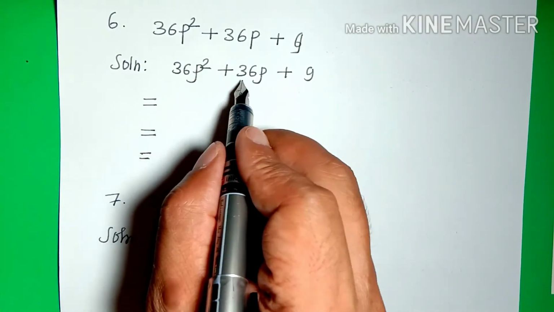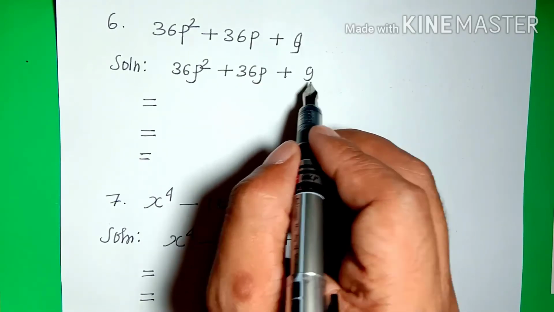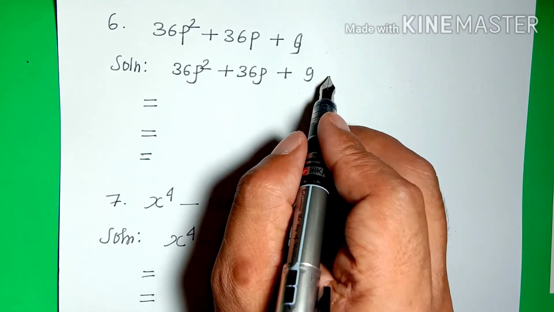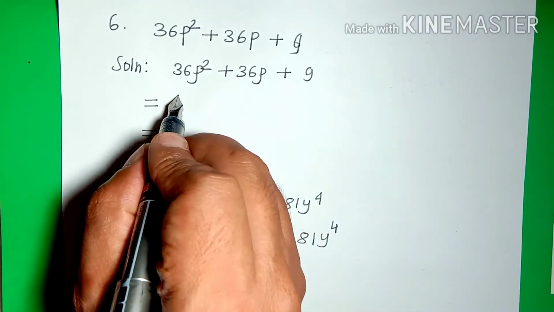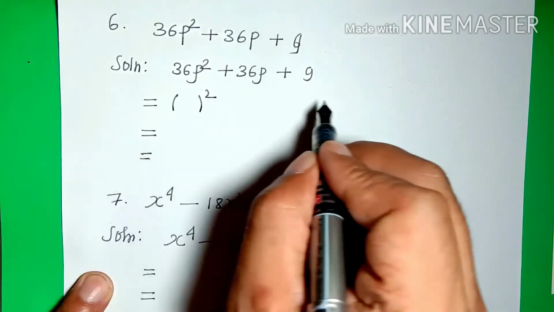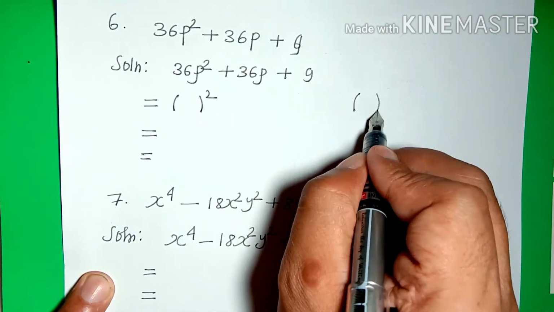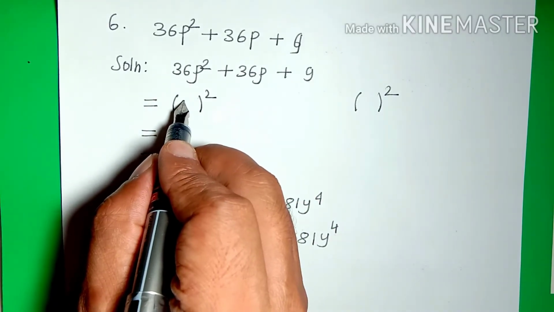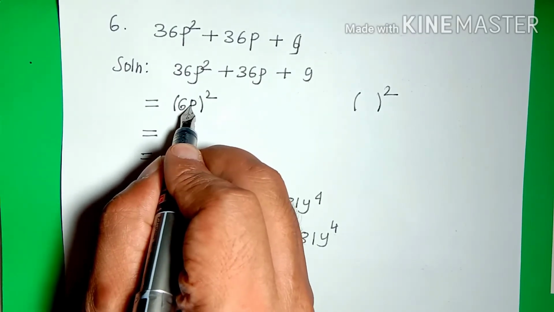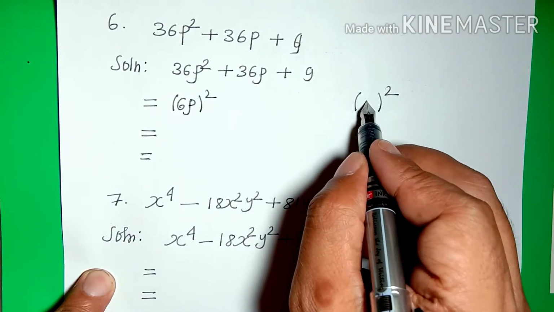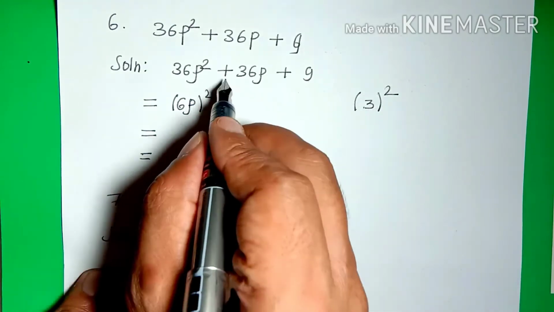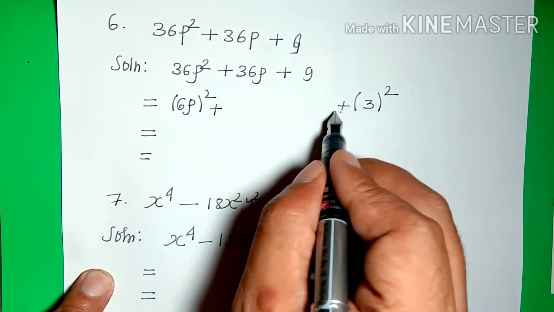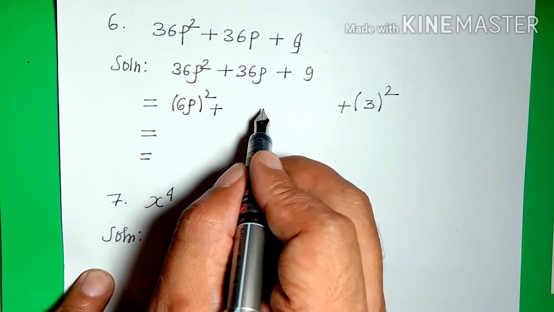Next, 36p square plus 36p plus 9. The given expression is already a perfect square trinomial. With this I need to form a square, and with this you get b square. We know that 36 is a perfect square of 6, and it has a variable p, and 9 is also a perfect square of 3. Now the same sign you drop here, and even here the same sign. This place you'll have to fill with 2 into a into b.